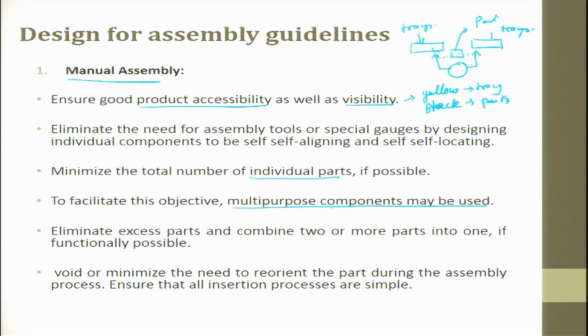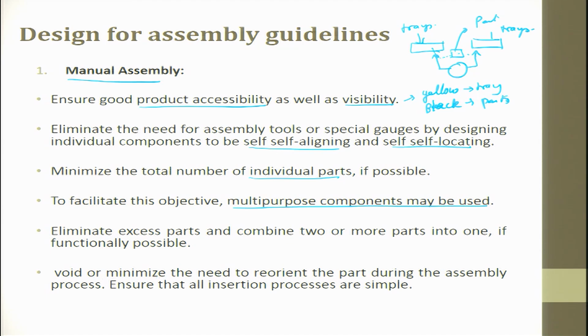For example, you can use a part for fastening as well as the same part to reinforce strength to it. Possible, you can do that. Then eliminate excess parts and combine 2 or more parts into one if functionally possible. This is what I was trying to explain in the second point. Also, this is getting told here. So, here in second part we were talking about self-aligning and self-locating and individual parts. So, here they have said that individual parts make sub-assembly, sub-assembly, assembly.